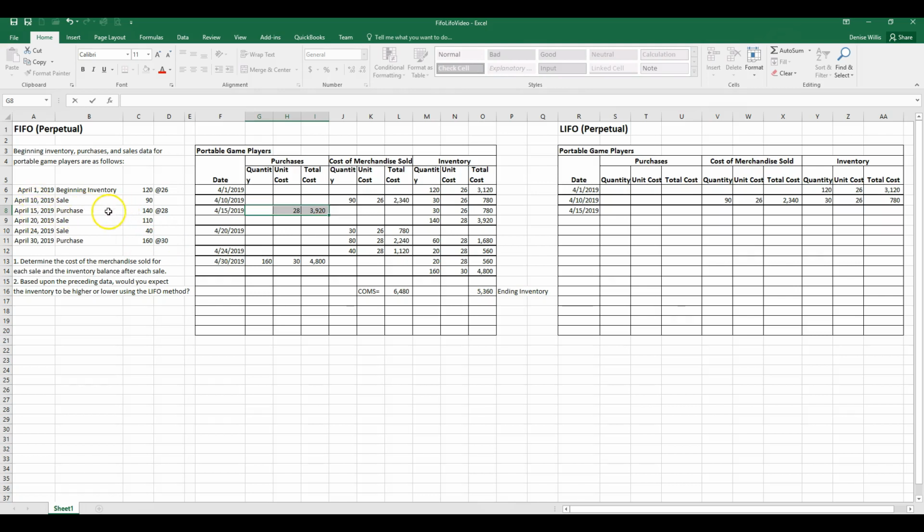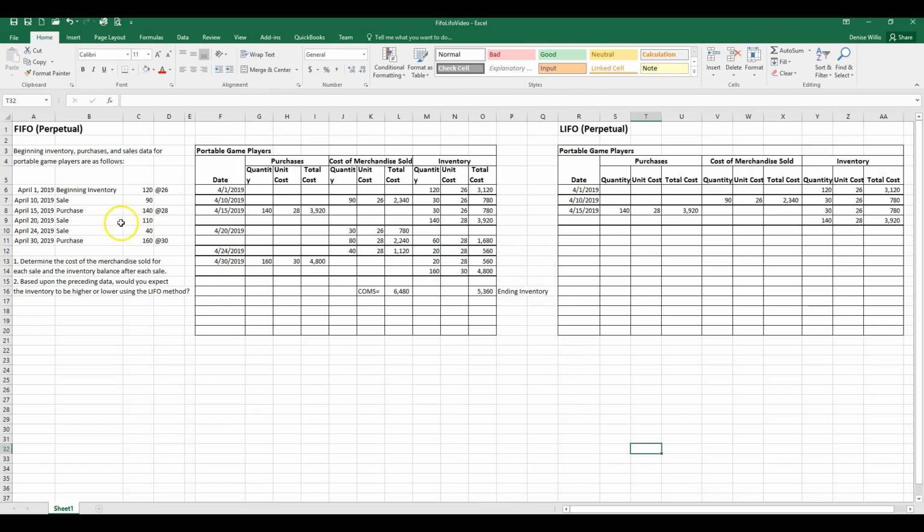Anyway, we were on 4/15, and we said we were going to purchase 140 items at $28 a piece. So we said that we could just copy this because the purchase is going to be the same. Okay, so now we have our purchase. We still have to update our inventory. We still have the same 30 items at 26, which makes for a total of 780, plus the same purchase. All this right here is still identical. So let's just drop it in place. Okay, and let me put a bold underline for all this. So far everything's been identical, but that is about to change.